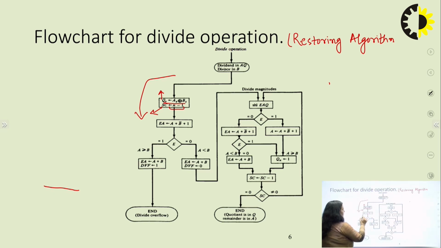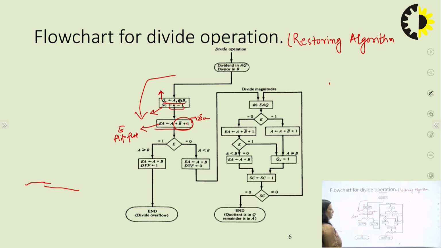After that we will perform EA equals A plus B complement plus 1. Now this is 2's complement. Actually we have to perform A minus B, but the processor performs A minus B in the form of A plus 2's complement. E is a flip-flop to hold the carry. So after performing this operation, there is some value in E.